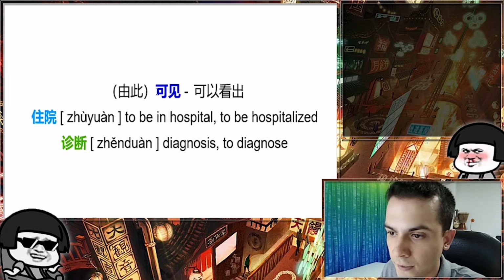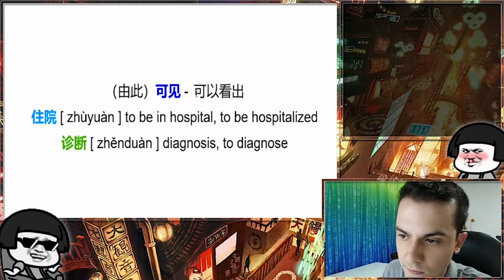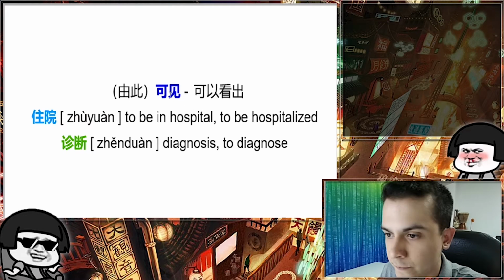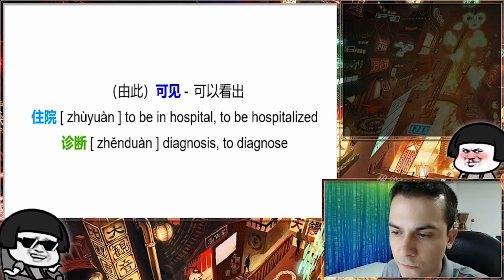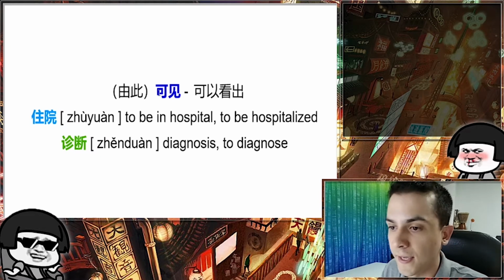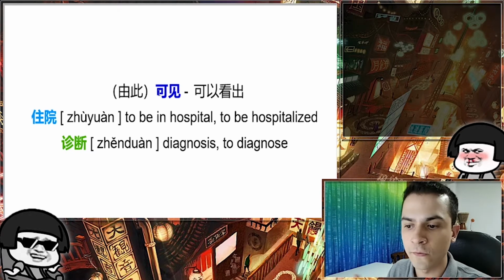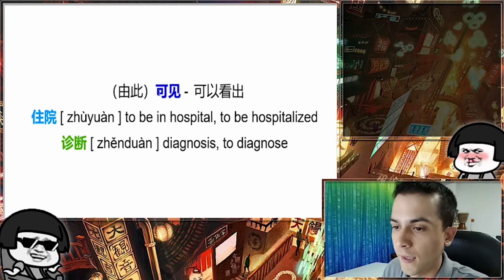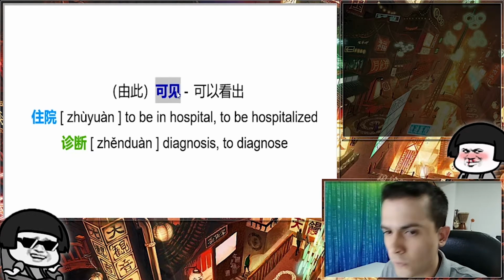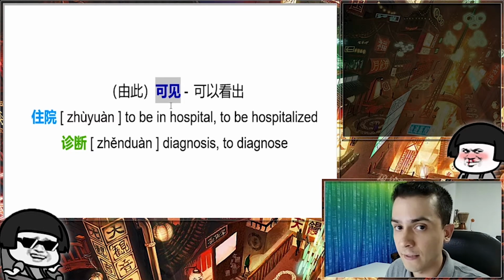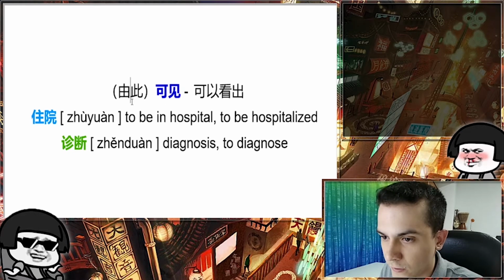Okay, so first we have 可见, which means 可以看出. Basically, you can tell. This one is actually pretty easy to understand, right? Because it literally means 可, to be able to, and 见, see. So you are able to see. You can tell. And normally we can translate it as obviously, or it is obvious that, etc. So this one is pretty easy.